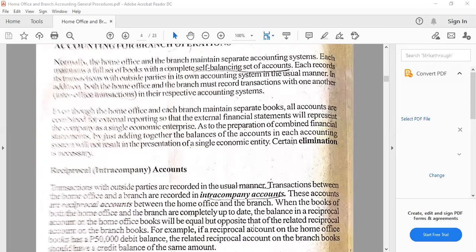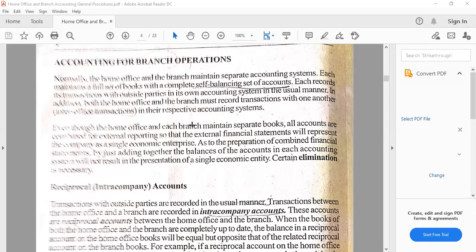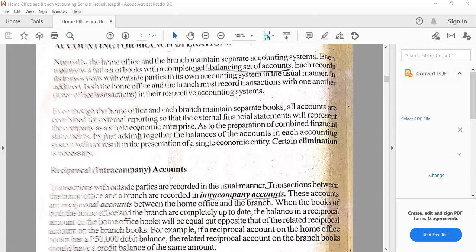Then accounting for branch operations. For the branch operations, we just have to think of the books of accounts or accounting records of the two as opposite items. We think that the home office should be balanced with the branch's books respectively. That's why the term here is self-balancing set of accounts. There are certain accounts that would be self-balancing, or balanced at the end of the accounting period. That's why we will be discussing later on the reciprocal or intracompany accounts.